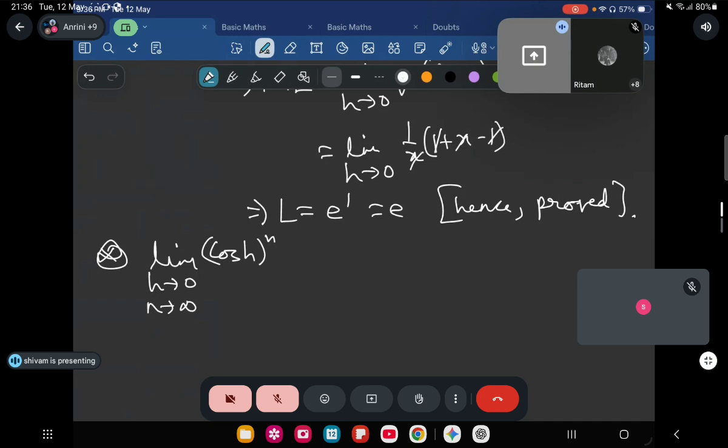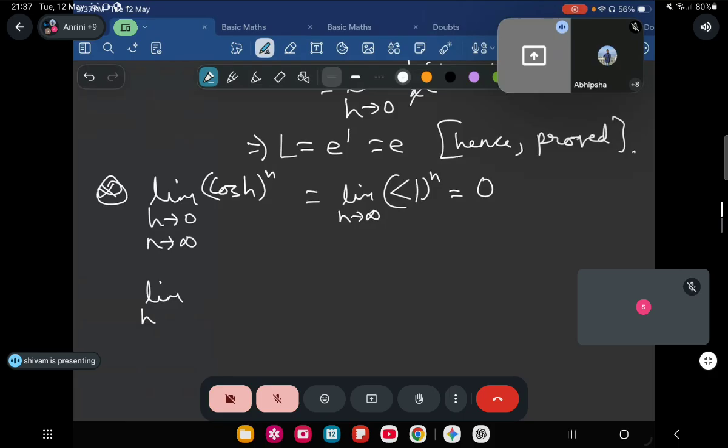When h is tending to 0, where will cos h tend to? Tell me, everyone. At least tell me this. Where is cos h going to tend to? 1. Will it be greater than 1 or less than 1? What do you think? Will it be less than 1? So it will become limit n tends to infinity, something less than 1 whole to the power n. Now tell me, what is the value? 0.